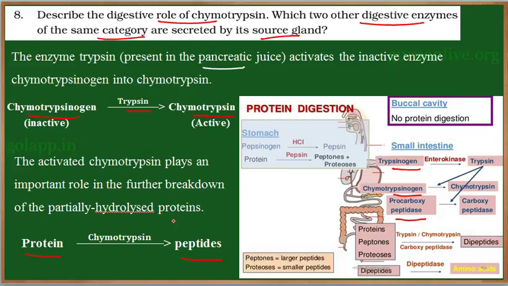It partially hydrolyzes the proteins. A protein is a chain of amino acids. So chymotrypsin breaks this chain and it becomes peptides. Peptides are nothing but smaller chains of amino acids. So the role of chymotrypsin is to break the proteins into smaller peptides. Here we can see the chymotrypsin acts upon the proteins and breaks them into peptides. Peptides are nothing but a small length of amino acids.